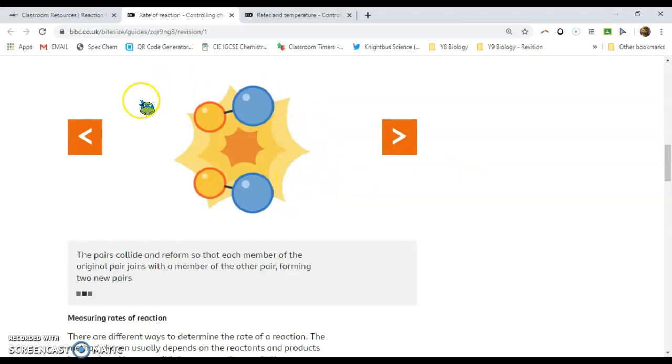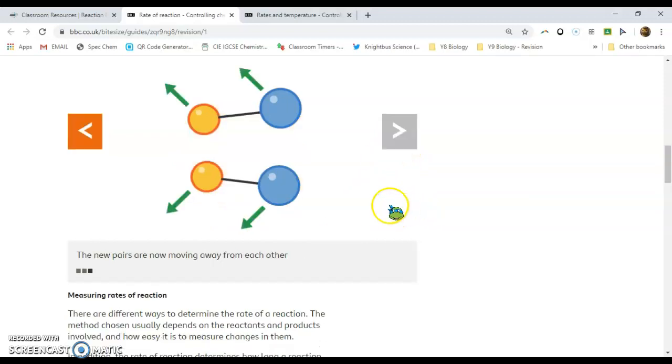Now this is a nice simple representation of many of the chemical reactions that you actually come across in year 8. And then what happens is, once they've had a successful collision, it's bye-bye, we'll see you later, and that's it, they move away from each other. It's very rare for them to collide with each other and form back your original reactants, but sometimes that does happen, and those reactions are further investigated at GCSE.